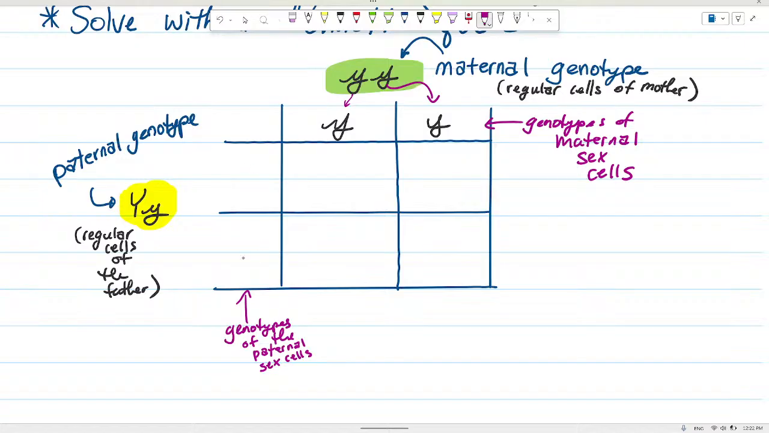So the sex cells, the gametes, in this case pollen cells, will either be big Y, or they will be little y. Does that make sense? Oh, shoot, I put those in totally the wrong place. Sorry. Big Y or little y.